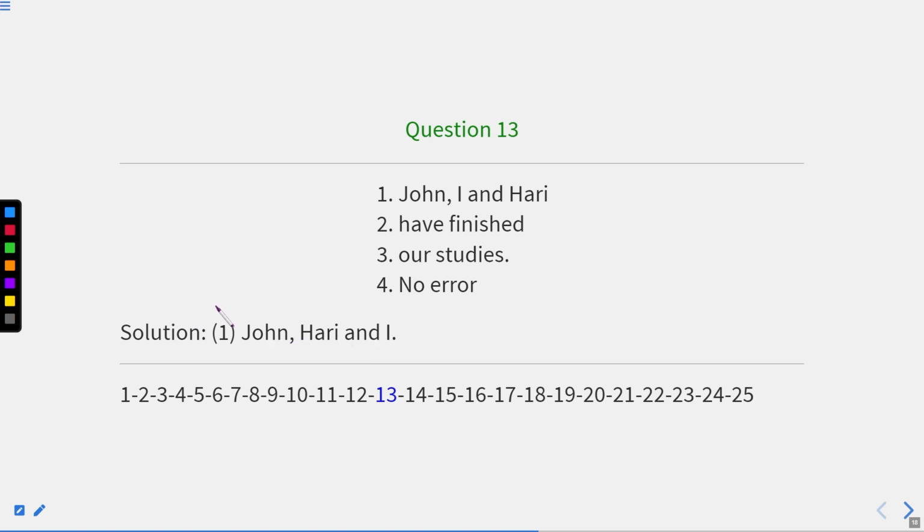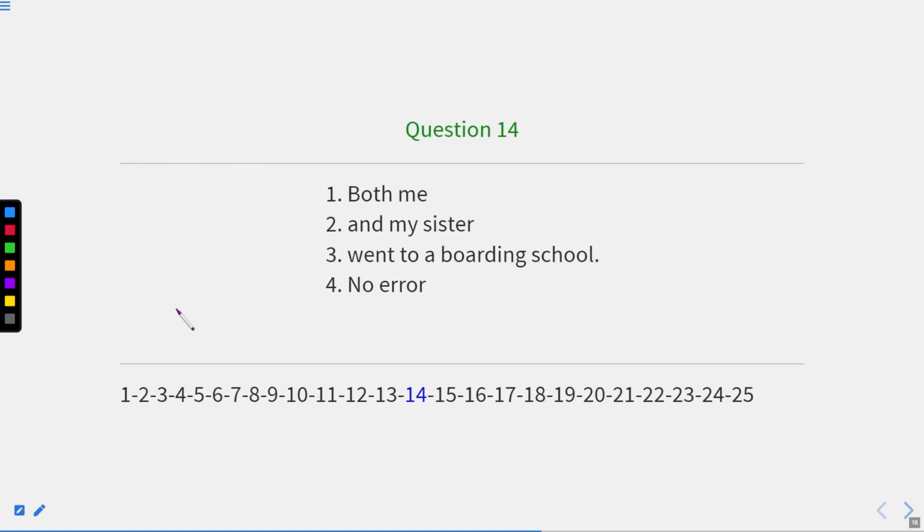Now let us move to question number 14. Both me and my sister went to a boarding school. Now it means we are doing some work. What work are we doing? Went to a boarding school. Suppose I separate these two subjects. What will I say? My sister went to the boarding school. That is fine. And if I say I went to the boarding school, that is also fine. But can I say "me went to the boarding school"? No.